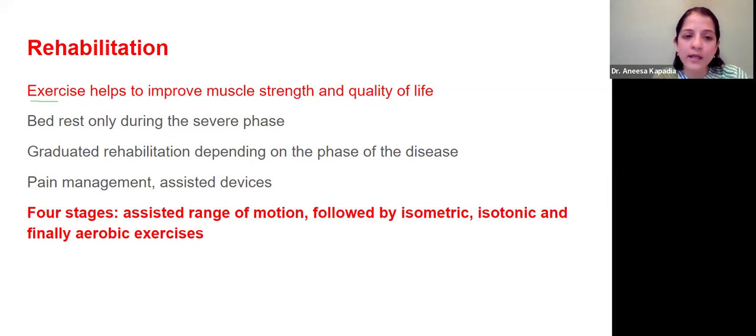We can also help to manage their pain. We can help them manage using assisted devices. For example, for patients who have IBM, we might need to give them devices for foot drop or wrist drop.